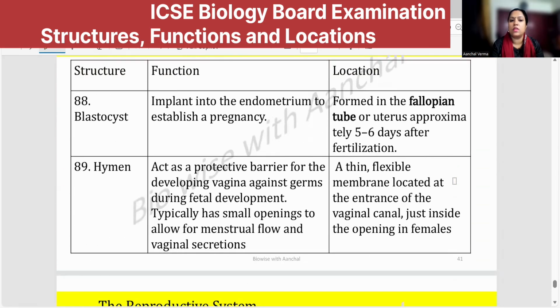Next one is blastocyst. It implants into the endometrium to establish pregnancy, and it is formed in the fallopian tube or uterus approximately 5 to 6 days after fertilization. It's a 16-cell stage basically.